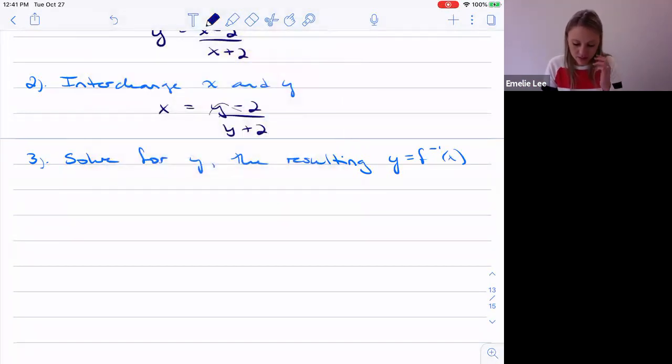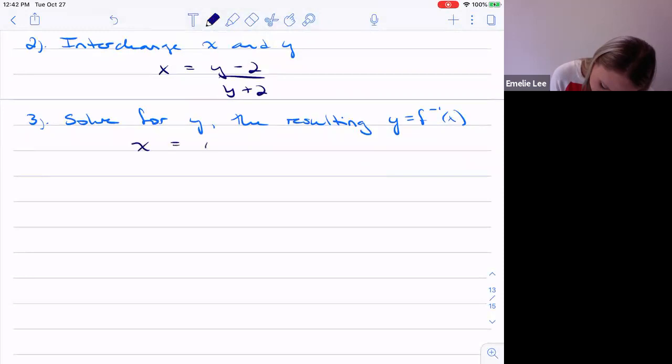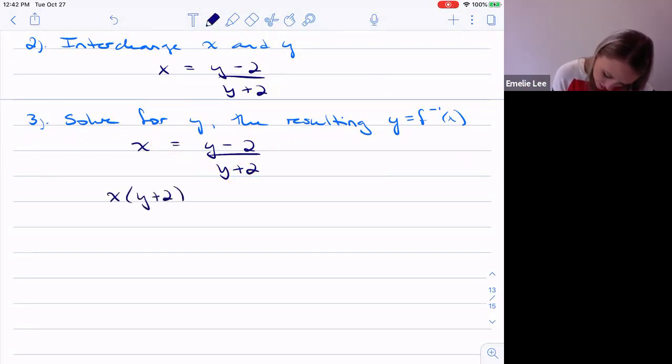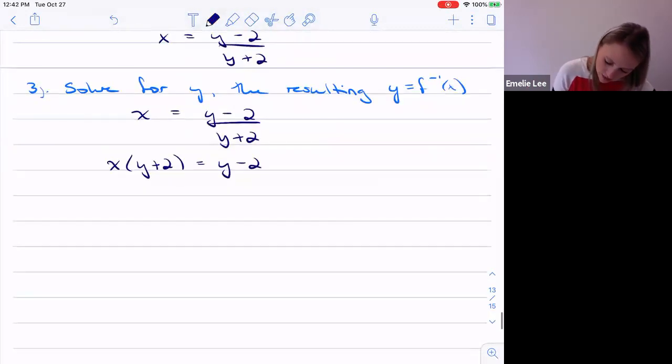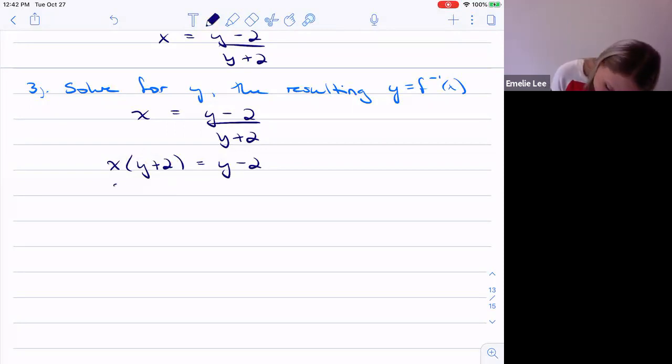So now if I have to solve this thing for y, right, I slowly have to shift things over. And so I get x is equal to y minus 2 over y plus 2, just writing it again. Solving for y, I'm going to move the y plus 2 over to the right-hand side. So I get x times y plus 2 is y minus 2. Since I'm trying to get y on its own, I'm going to expand this out to try to shake out that y. And so I get xy plus 2x is y minus 2.